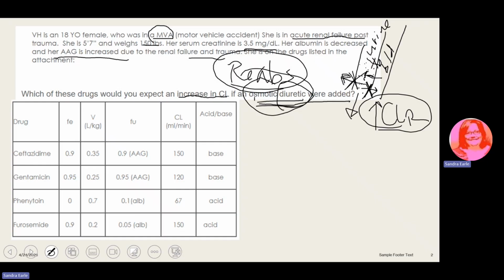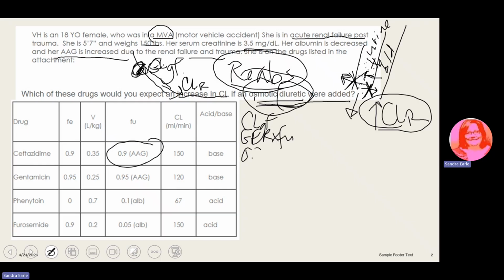So what we want to do is compare what's coming into the glomerulus, our glomerular filtration rate, or our glomerular filtration clearance, and we want to compare that to the end of the nephron, which is going out in the urine, which is your renal clearance. So we want to compare filtration clearance to renal clearance. So how do we calculate filtration clearance? Well, filtration clearance is your GFR times your fraction unbound. So we're going to take the fraction unbound that we're given here and multiply it times the GFR.